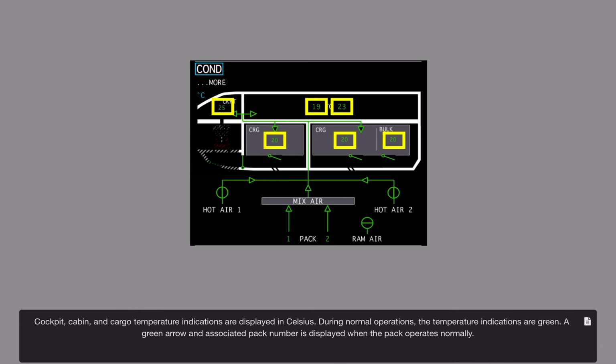Cockpit, cabin, and cargo temperature indications are displayed in Celsius. During normal operations, the temperature indications are green. A green arrow and associated pack number is displayed when the pack operates normally.